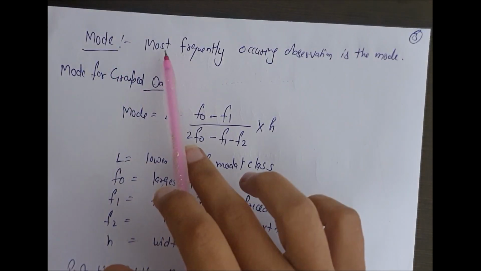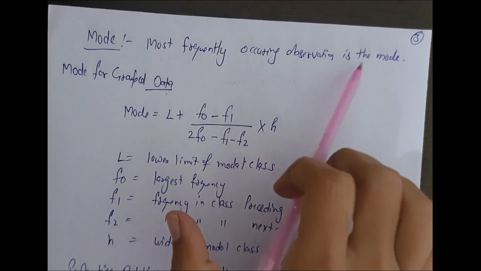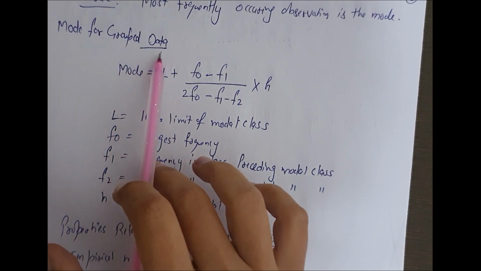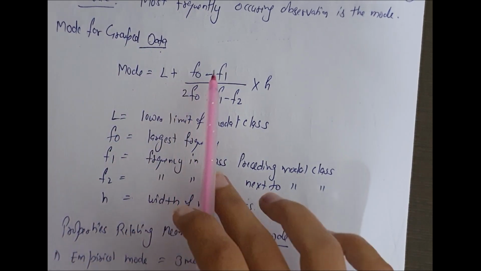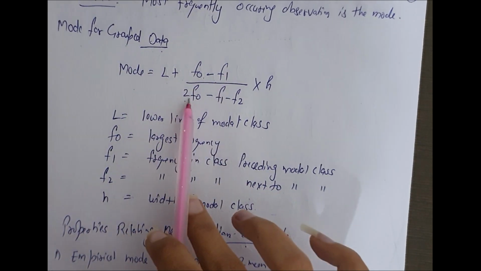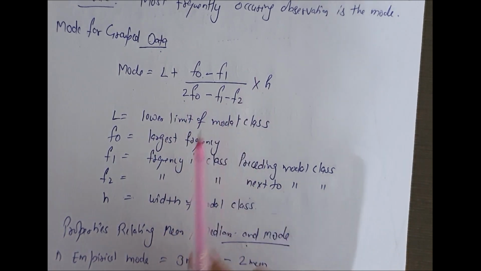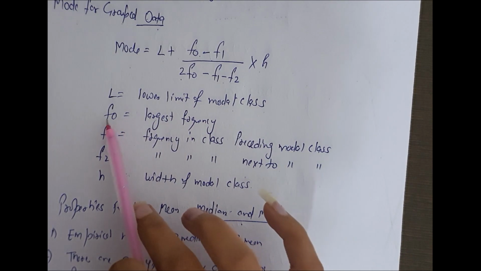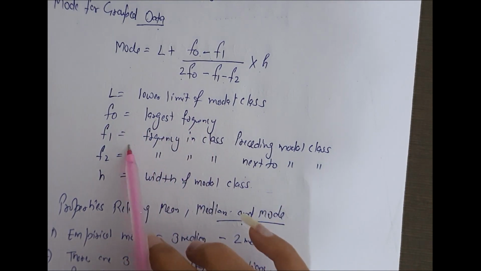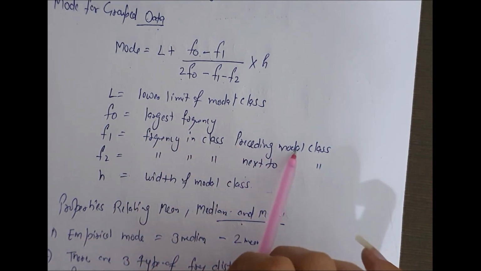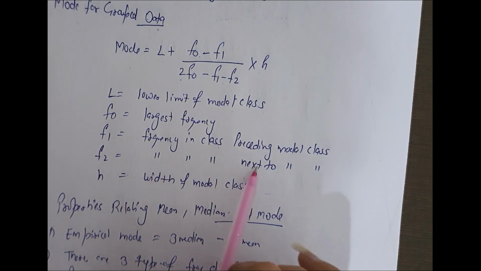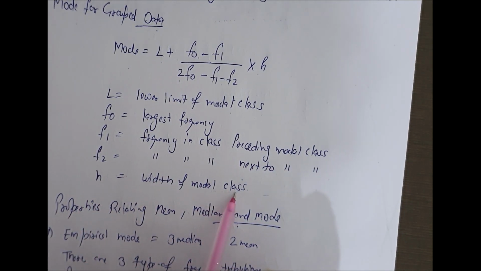Now what is mode? The most frequently occurring observation is the mode. Mode for grouped data. Mode is equal to L plus (f0 minus f1) upon (2f0 minus f1 minus f2) into h. L is the lower limit of the modal class, f0 is the largest frequency, f1 is the frequency of the class preceding the modal class, f2 is the frequency next to the modal class, h is the width of the modal class.